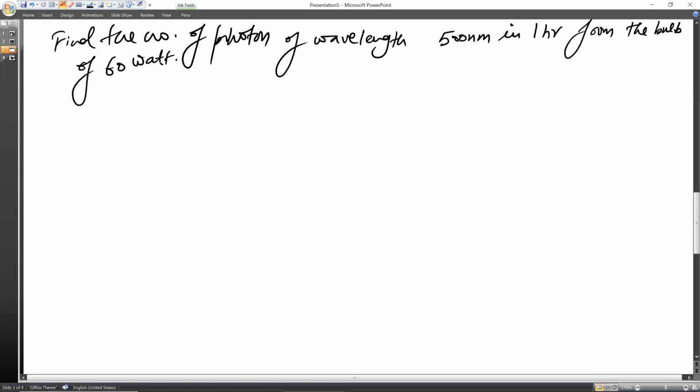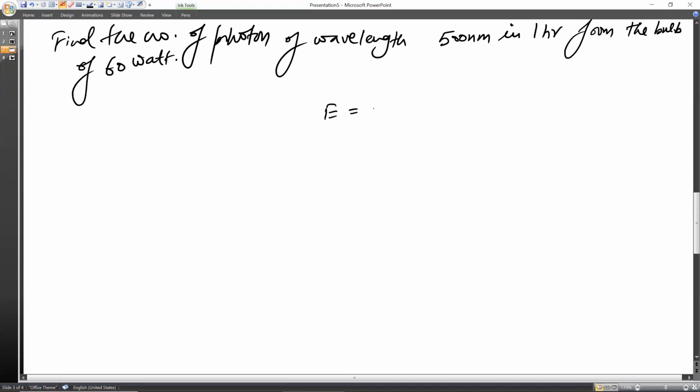Of 60 watt. Find the number of photons which are actually emitted, of wavelength 500 nanometers, in 1 hour from the bulb, which means emitted by the bulb in 1 hour. Try to solve it. You have to find out the number of photons. Now I'm going to give you a hint.